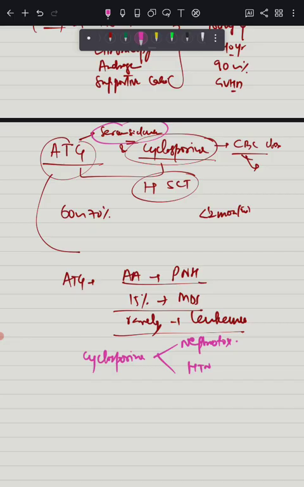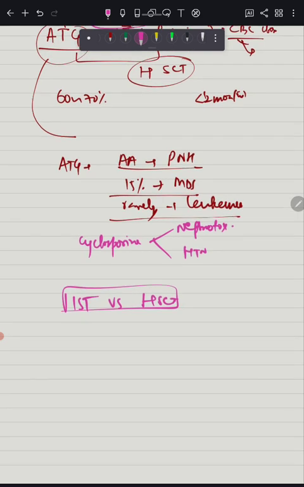Now, what is IST versus hematopoietic stem cell transplantation in aplastic anemia? In young patients with a suitable sibling donor with severe neutropenia, you will go for hematopoietic stem cell transplantation. But in older patients with no suitable donor and less severe neutropenia, you will prefer anti-thymocyte globulin plus cyclosporin, ATG plus cyclosporin.